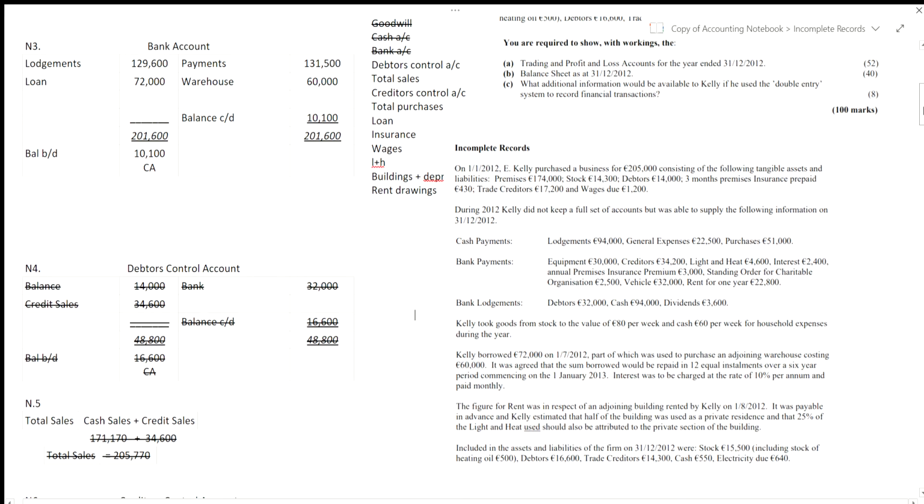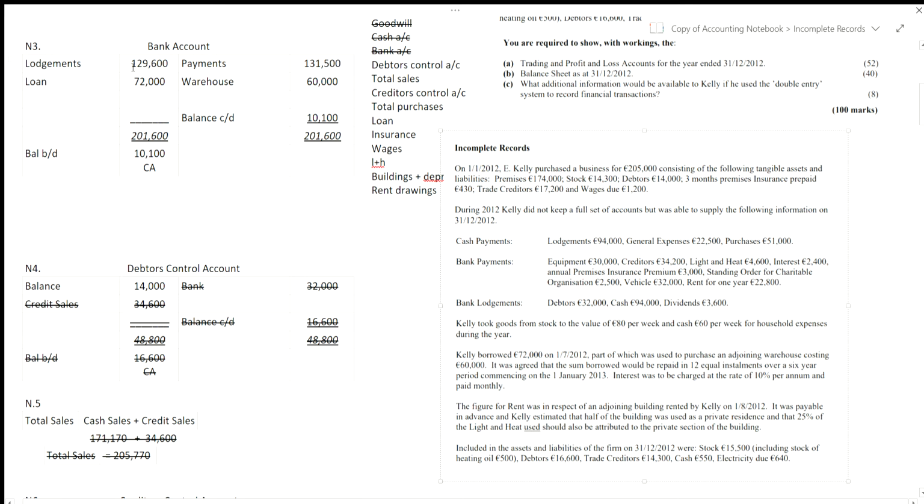So how do we do debtors control account? Well, remember, for debtors control account, we're thinking about this is money that we are to be paid. So my debtors control account, so we have our balance at the beginning of the year. So my balance at the beginning of the year for the debtors control account is here, 14,000. I get that up at the top. I have my bank lodgements. So my bank lodgements is money that I receive from my debtors. It's money that goes into my bank. So I'm looking at my bank account. My lodgements are here for my bank account. That's where my bank lodgements go.